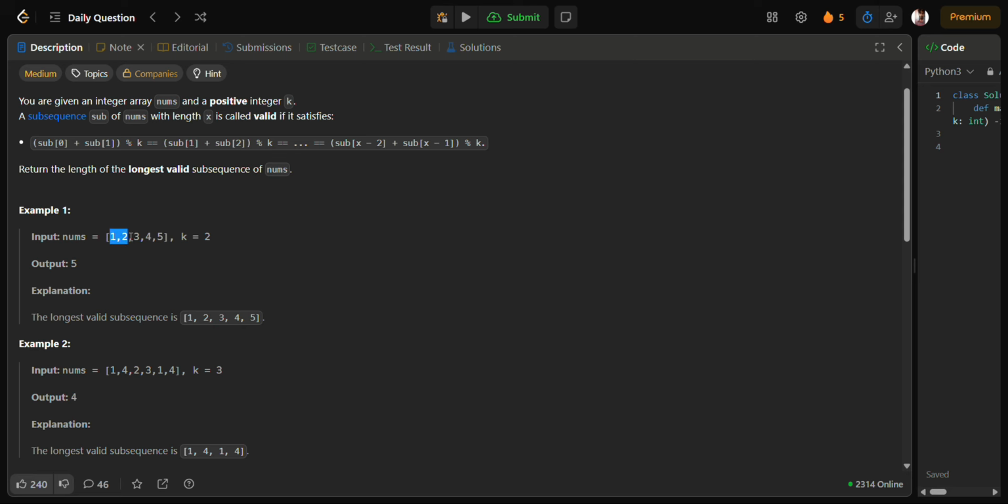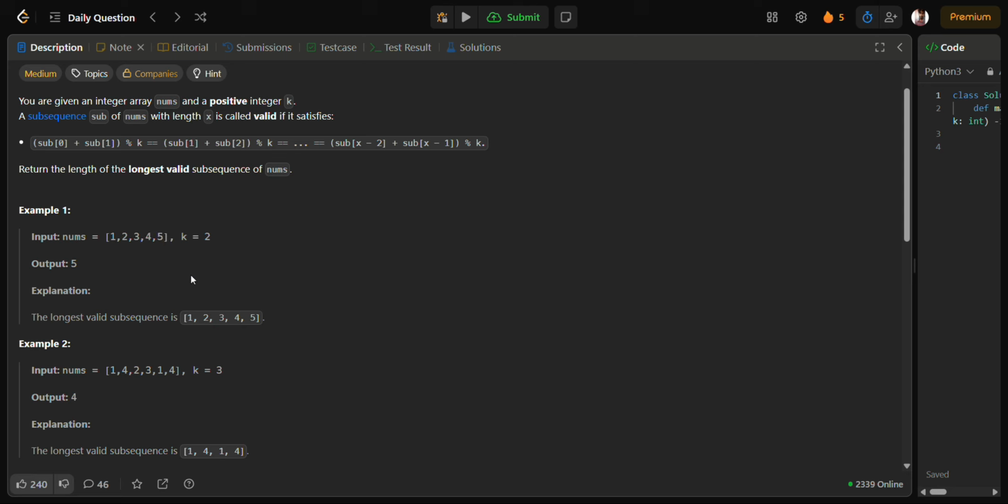Next, we try to extend this subsequence. Let's add 3 as the next element and check how it pairs with 2, the previous element. 2 plus 3 is equal to 5, and again, dividing by 2 gives a remainder of 1. Perfect, same as before. So we can keep going. Now include 4. The previous element is 3, so 3 plus 4 is equal to 7. Dividing 7 by 2 leaves us with 1 again, still consistent. Add 5 now. The previous element is 4, and 4 plus 5 is equal to 9. Which also leaves a remainder of 1 when divided by 2.